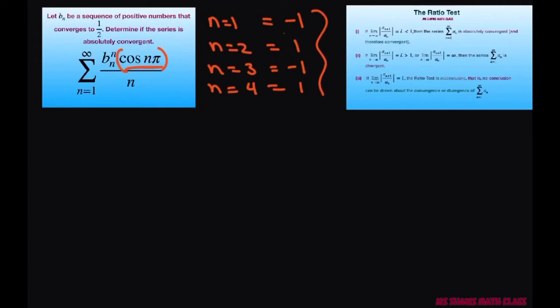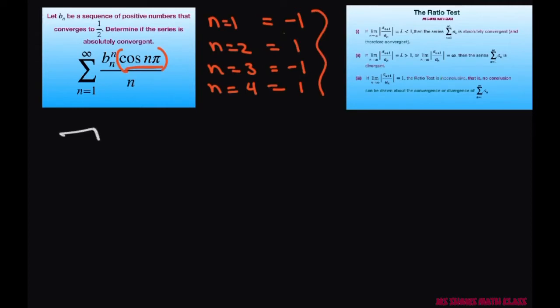If we let n equal 1, just for this piece, we're going to get -1. If we let n equal 2, we're going to get 1. If we let n equal 3, we're back to -1. N equal 4, we're back to 1. So we have this alternating series there.